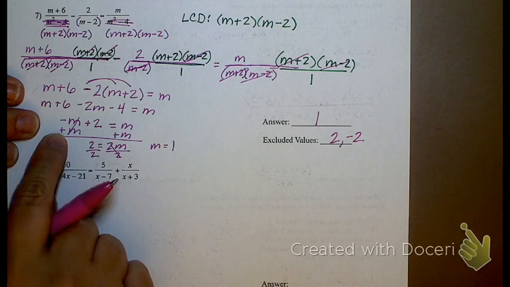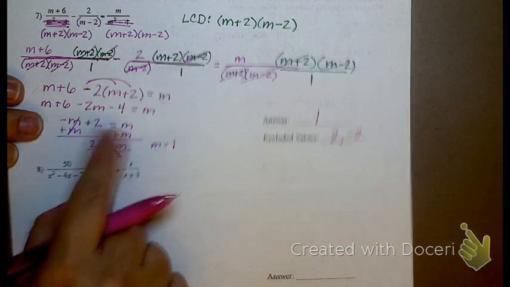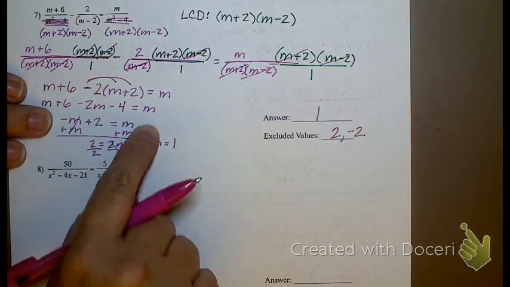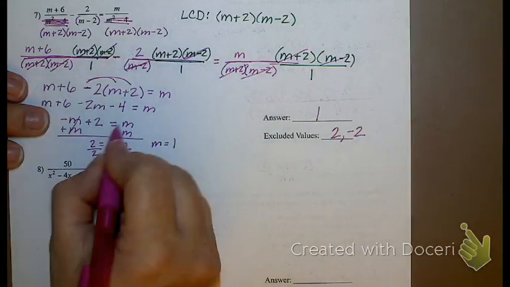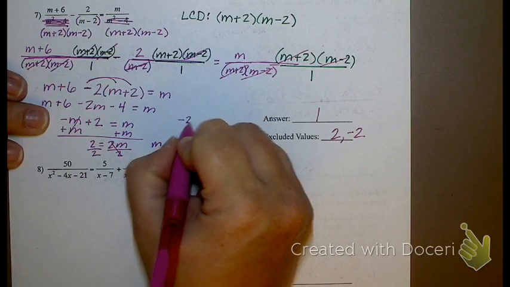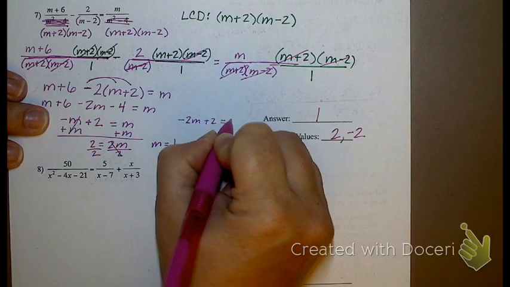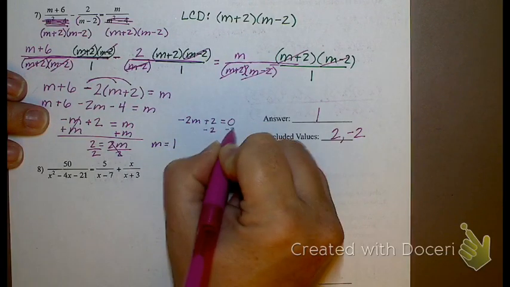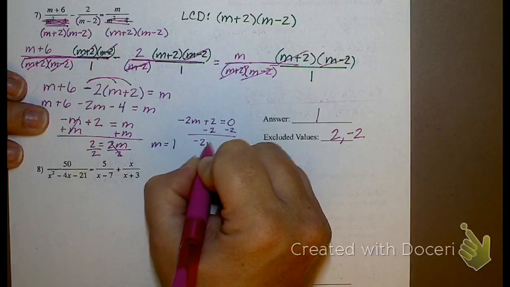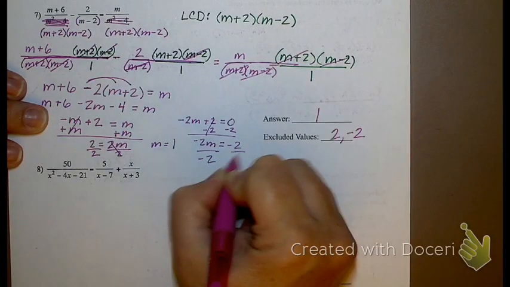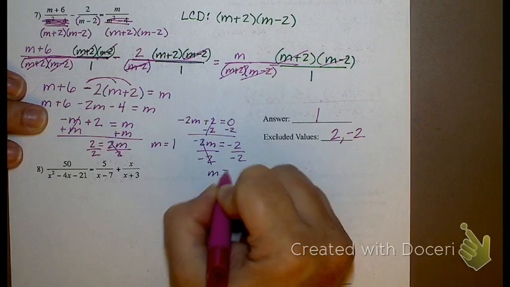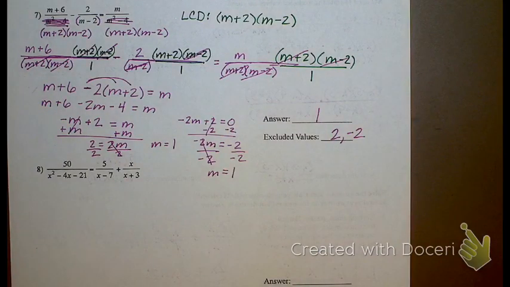Can you move from the other side too? Yeah, you could move it this way if you wanted to, but then you have to move that one that way. So either way, it's 2 steps. If you moved this one this way, that would give you negative 2M plus 2 equals 0. You'd have to subtract 2. You'd get negative 2M equals negative 2. Divide by negative 2, and you still get M equals 1. So either way at that end.